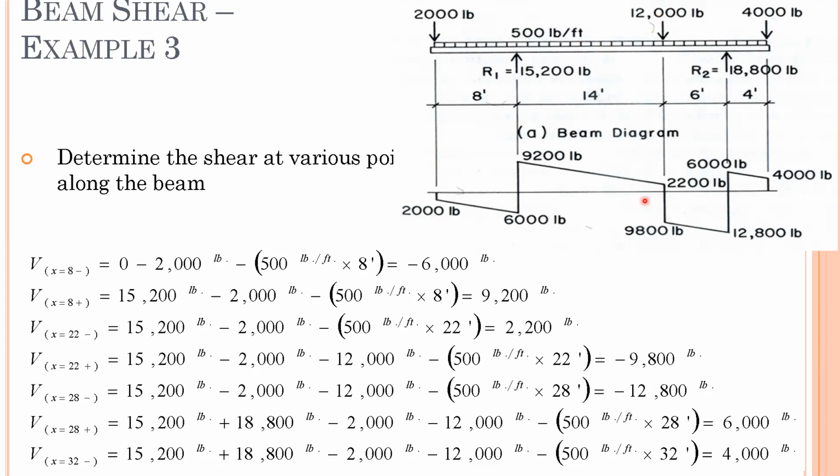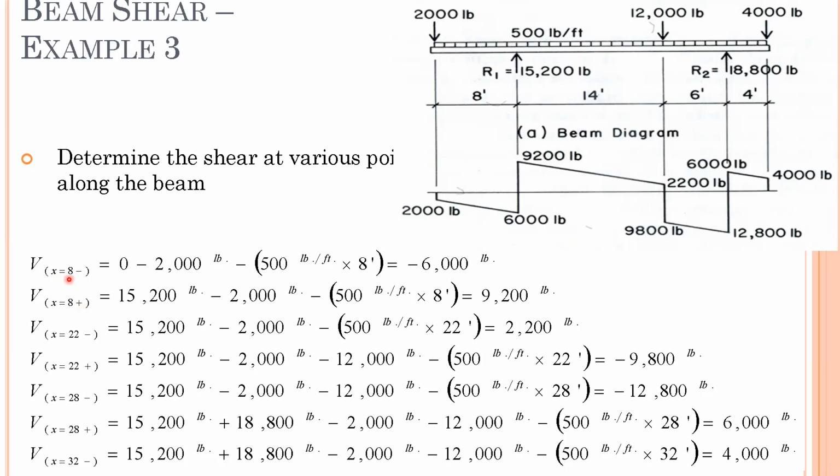Sir, just a quick question. What's the difference with positive X and negative X? All right, I was explaining to you that this is representing the negative shear. This is representing the positive shear for the same distance.